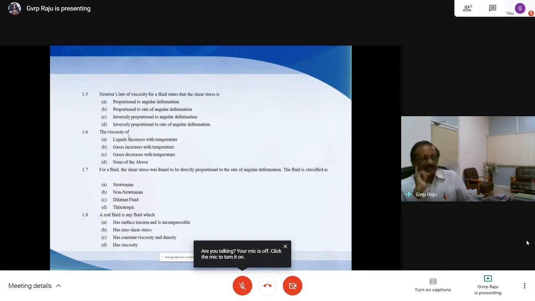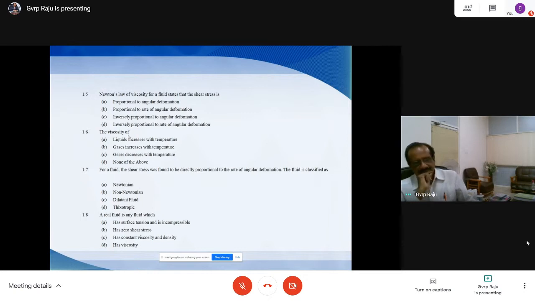I mentioned that in the discussion. For liquids, viscosity is inversely proportional to temperature. So for liquids, viscosity decreases, and for gases, viscosity increases with temperature. So C and D are absolutely wrong. You may be confused between A and B. With an increase in temperature, viscosity decreases for liquids and increases for gases. So 1.6, the answer is B.